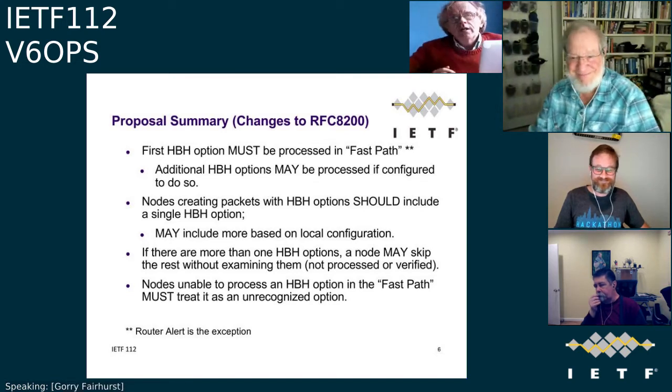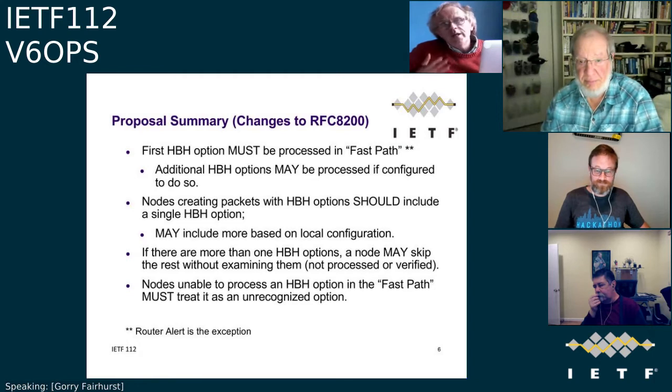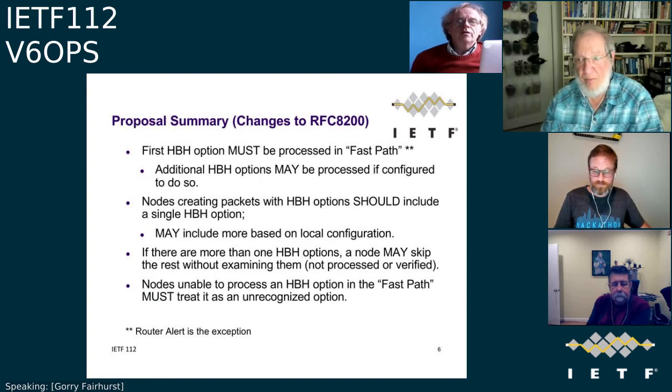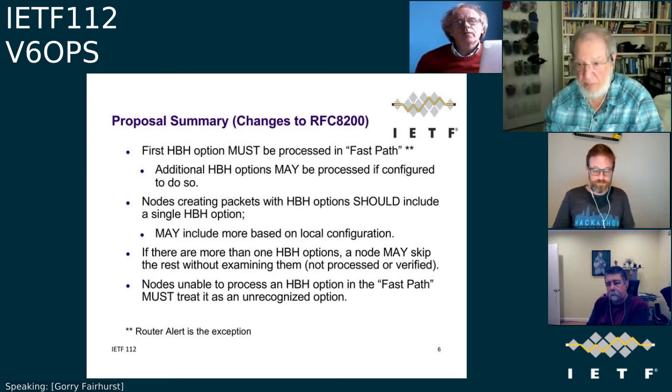Okay, so the good thing about rules is Bob and I are not that opinionated about this set of rules, but we're opinionated at the moment that we should have a set of rules. So this is what we're currently suggesting. And the first one is, let's have one hop by hop option that works. So let's get a spec that says the first hop by hop option must be processed on the fast path. So if it's not on the fast path, then you're not doing the right thing for this option. Additional hop by hop options may be processed if configured to do so. This is our trapdoor to trying to evolve in future.